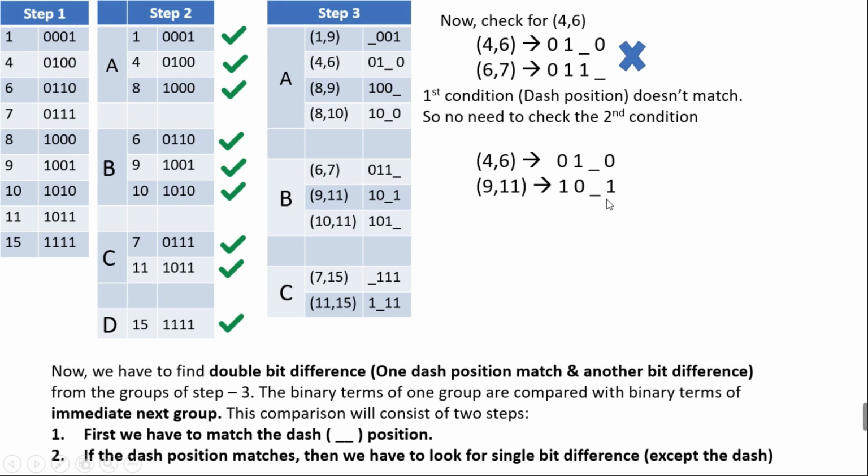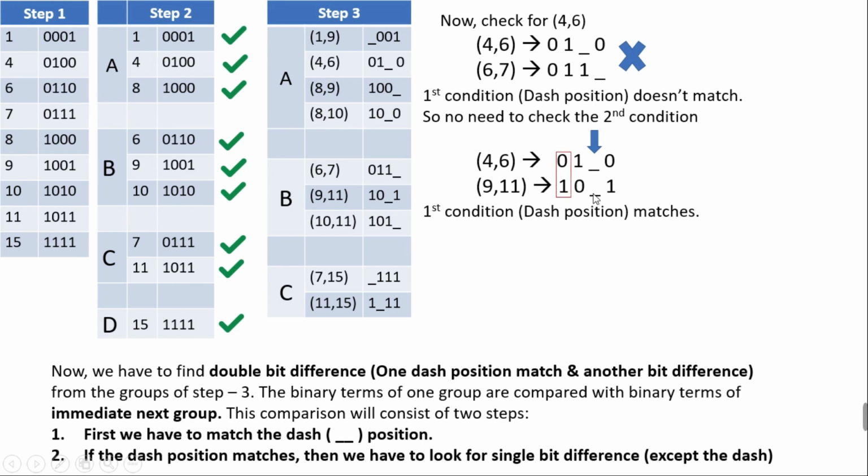You can see right there that for both of those pairs the dash is exactly at the third place, so the dash position definitely matches without any doubt. So the first condition actually matched. Since the first condition matched, now we're going to try to satisfy the second condition. That means if the dash position matches, then we have to look for a single bit difference. The dash position matched, so now we're going to see whether we have a single bit difference over here.